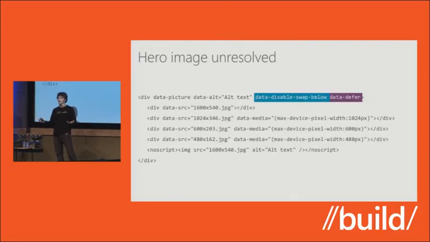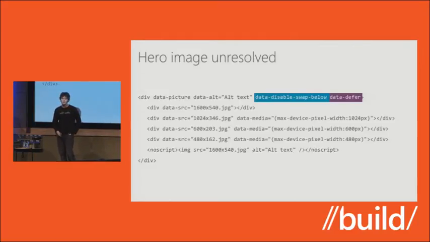Do you really want to download a 1600 pixel wide image on a mobile device? I don't think so. But what's interesting here is I have attributes that I added, disable swap below and data defer, and these are features that we added to the polyfill. If you load the site in, let's say, landscape mode, and then you flip it into portrait mode, since it just needs a smaller image, let's not go fetch another image. Let's just scale down the current one we have. But if you go from portrait to landscape and you need a bigger image, only in that case will we go fetch it.